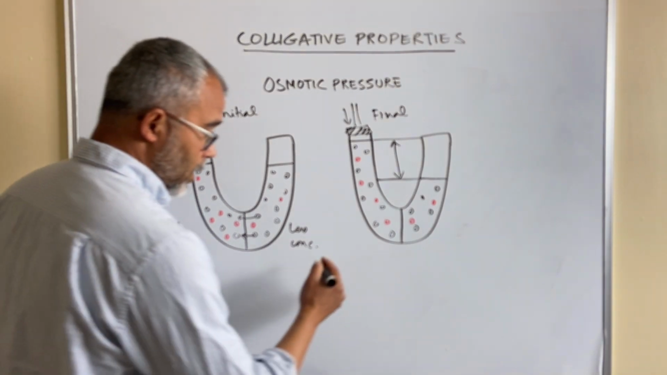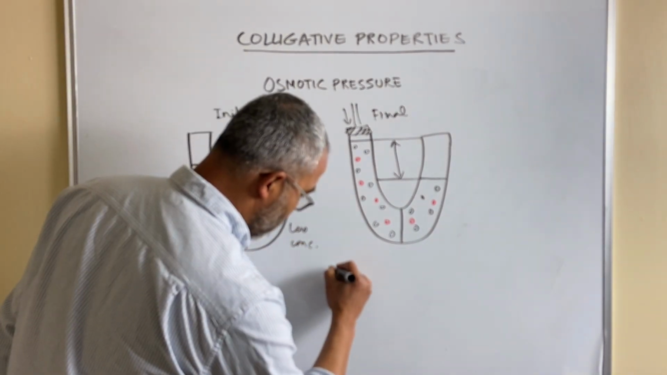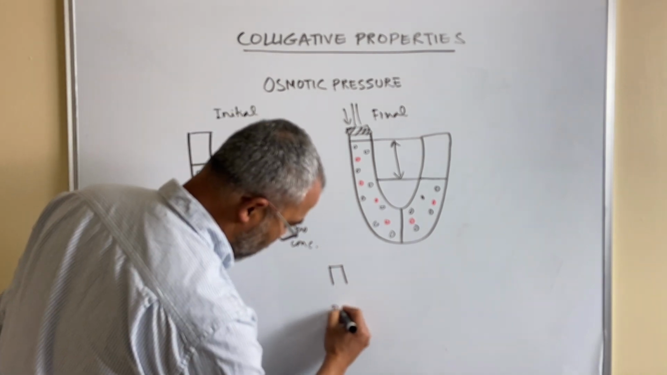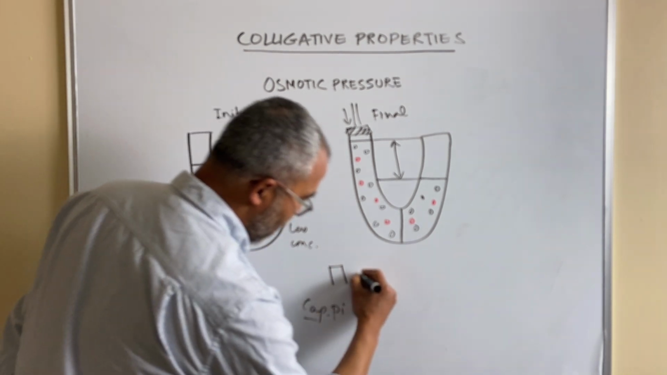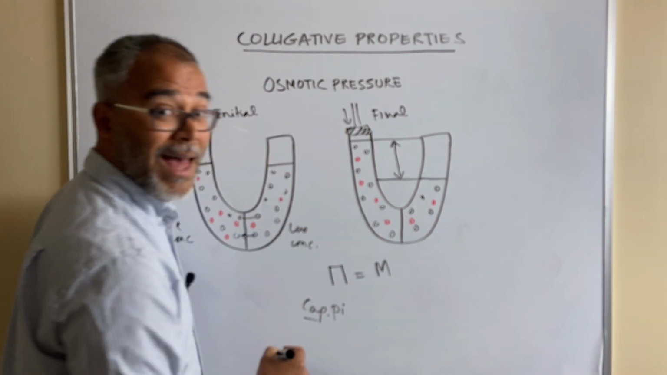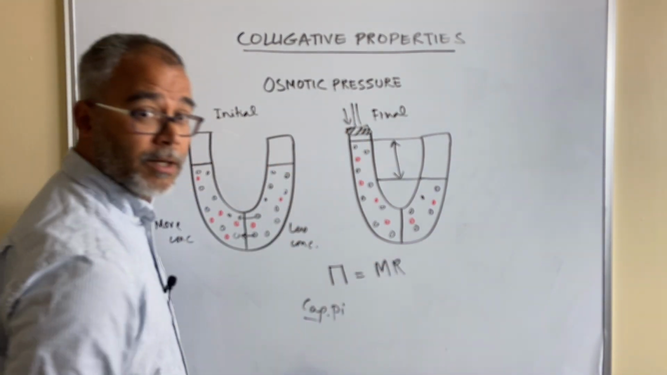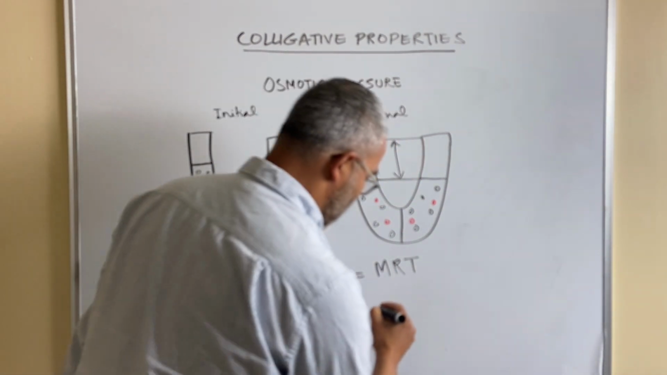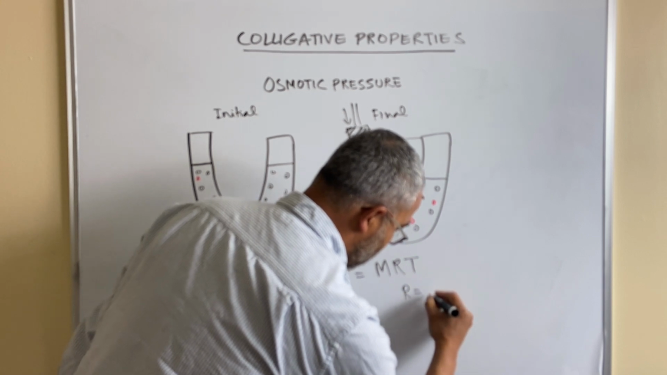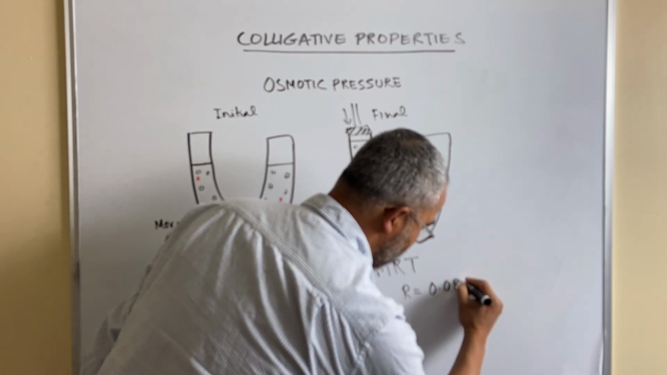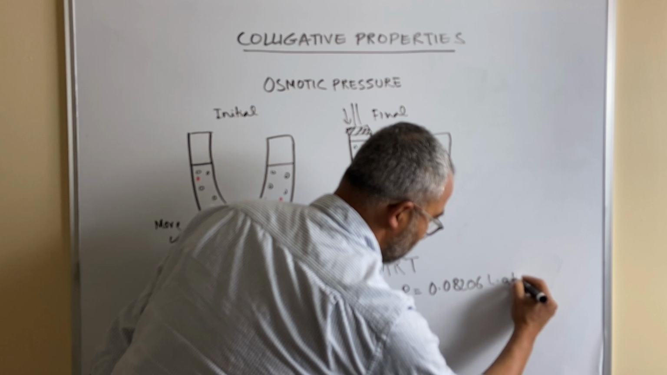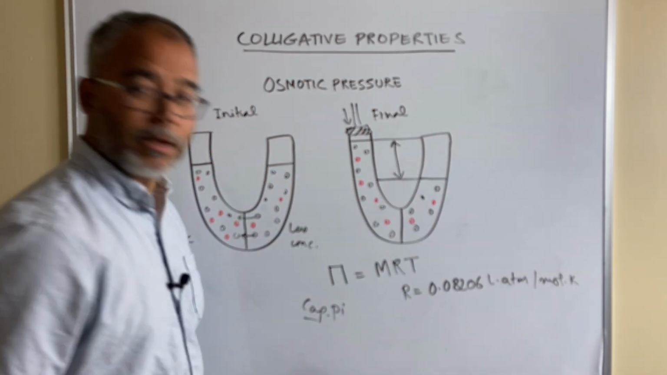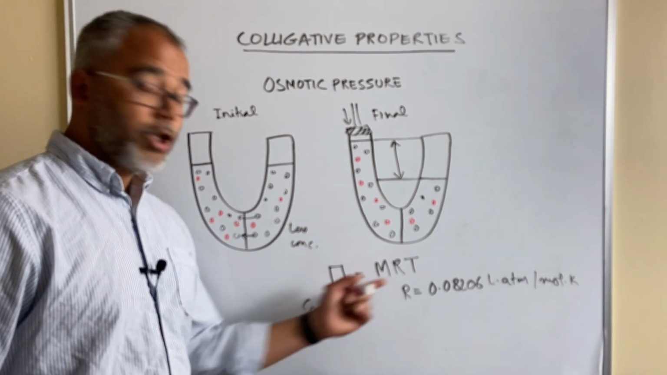Now, how are you going to express osmotic pressure? We use a capital pi, which kind of looks like this. Okay, that's called a pi, but it's a capital pi. Okay, that is equal to M, the molarity, times R, which is the ideal gas constant, times T, the temperature. Okay, and the value of R in this case would be 0.08206 liter atmosphere per mole per Kelvin. Okay, so that's what you're going to use.